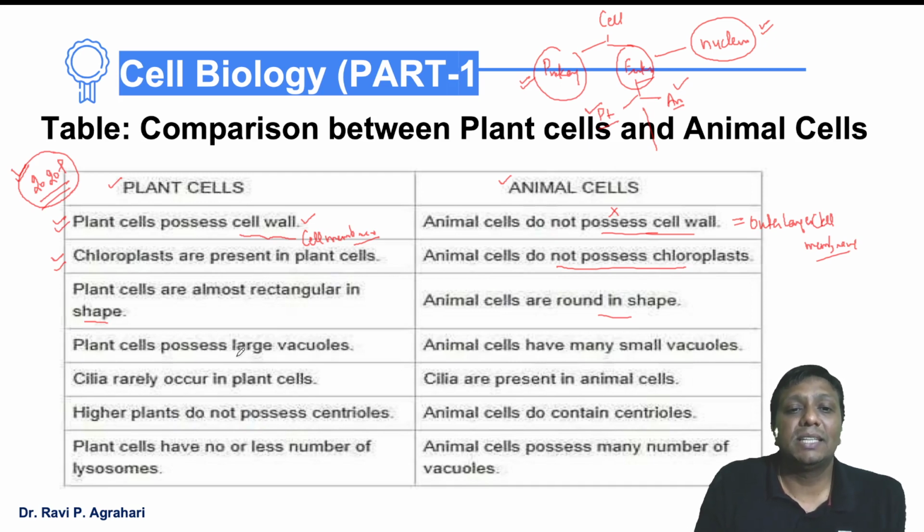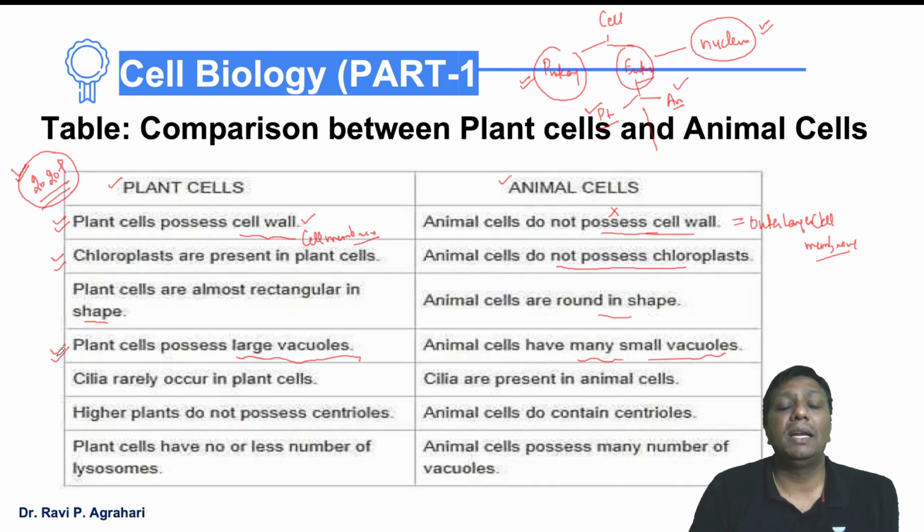Plant cells possess a large vacuole. Animal cells have many small vacuoles. That was the second option that UPSC had in 2020. Plants generally have one vacuole, rarely two. So there is a very small number of vacuoles and they are large in size. But animal cells have many vacuoles and that's why they are small in size.